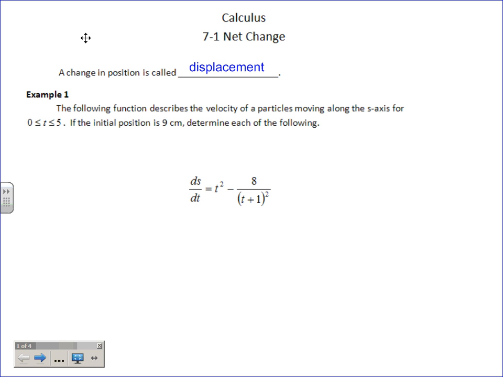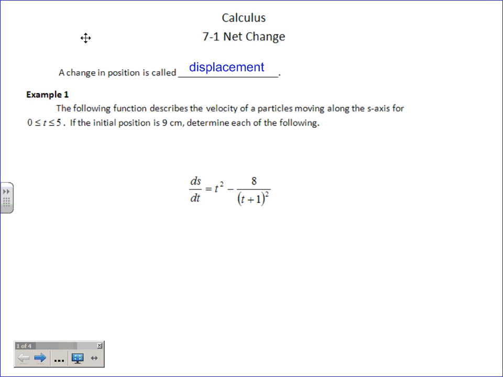So that function that you have down there says ds over dt. Remember, s is kind of position. It describes the velocity of a particle moving along the s-axis for a particular time. It says if the initial position is 9 centimeters, determine each of the following.